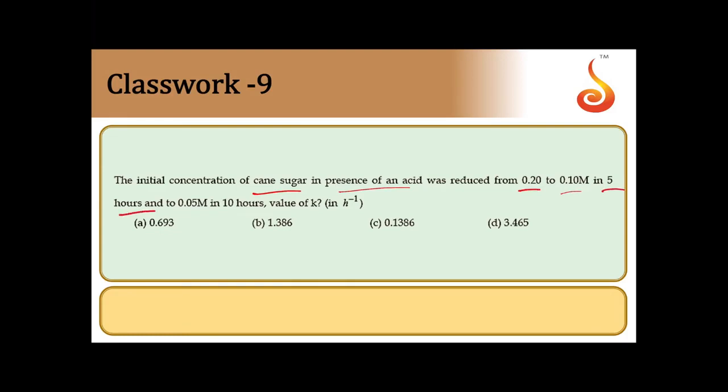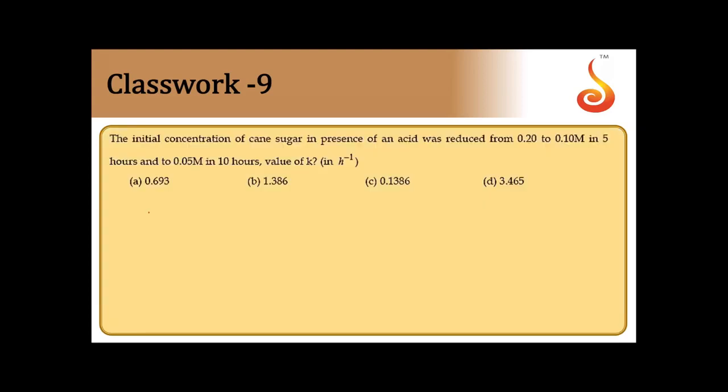5 hours and to 0.05 in 10 hours. What is the value of K? They have given units of K as hours inverse, which implies it is a first order reaction. For a first order reaction, K is equal to 0.693 by half-life. So 0.2 became 0.1, nothing but half of this, in 5 hours. So 5 can be taken as the half-life.